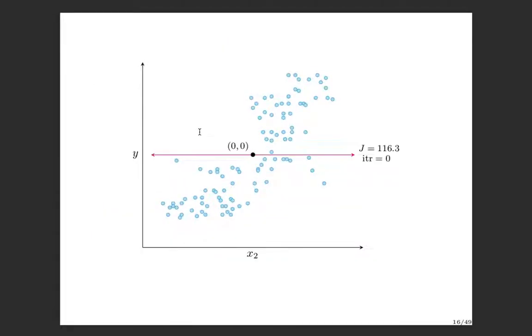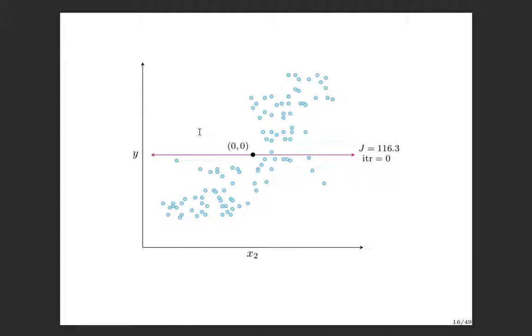So if I go home and I implement this, and I set a line through 0, 0, and I start it with slope 0, the cost associated with this is 116.3.